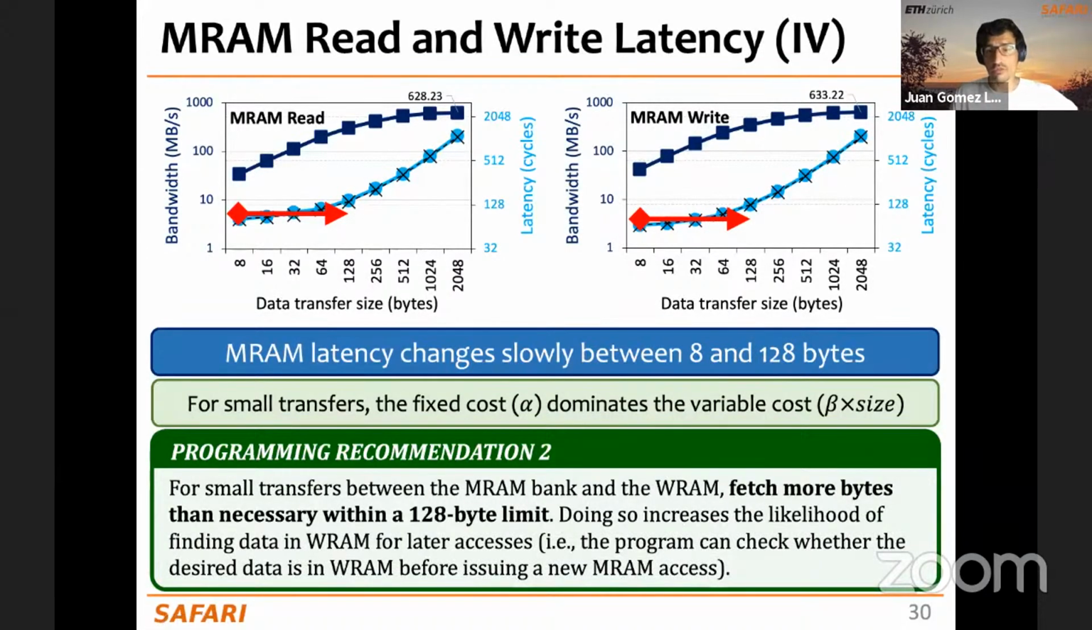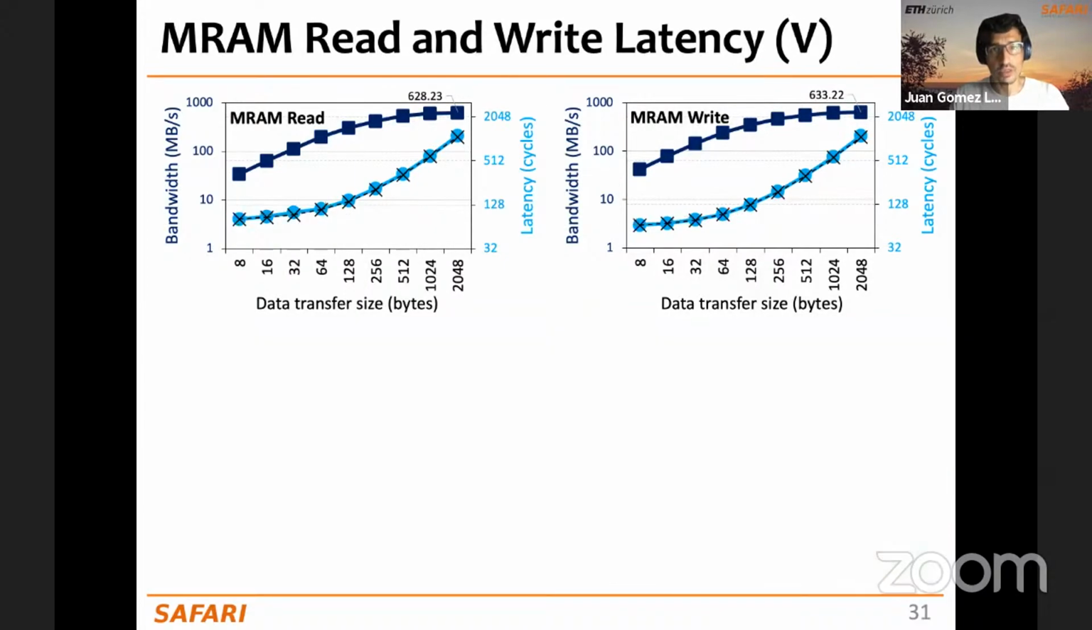So one programming recommendation from this is that wherever you need to access a number of bytes within the 128 byte limit, it might make sense, it's worth it, to bring even more data than what you really need in your program, because this will increase the possibility of finding the data in WRAM later. For sure, you will have to modify your program to be able to do so, right? Before issuing another request to MRAM to bring data from MRAM to WRAM, your program has to check whether the desired data is in WRAM already or not. But that's actually an interesting programming optimization that you can try, and for sure it will produce a nice performance improvement.